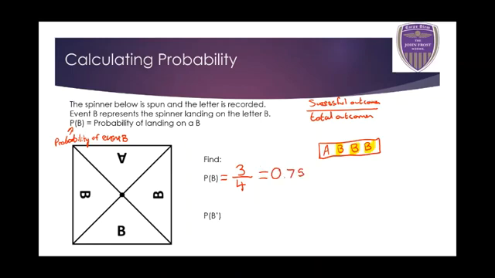Now, this notation here, you may never have seen this before, B'. This B' is known as B prime, which is also known as not B, which is also known as event B not happening.